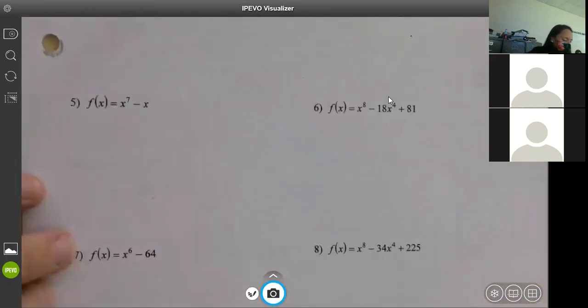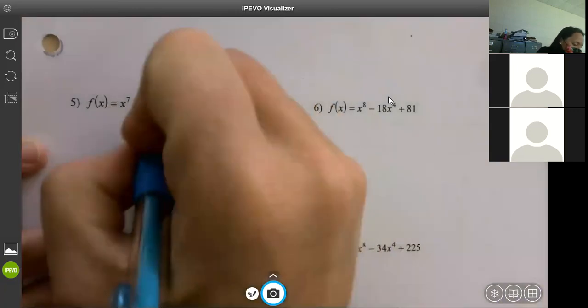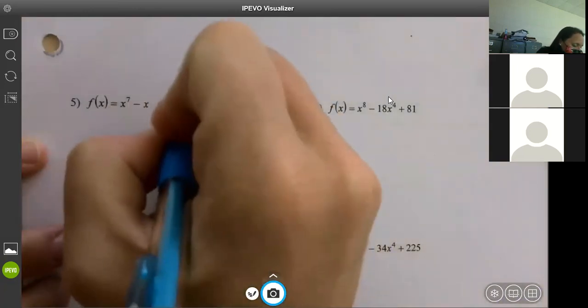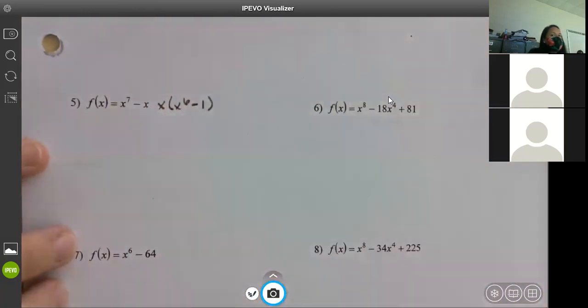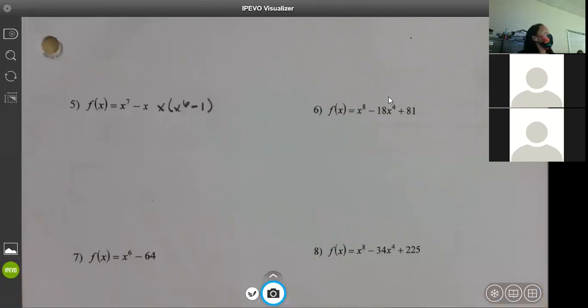What's your first step to factoring? So we're going to take out an x. That leaves me x to the 6th minus 1. These are two terms. So it's either squares or cubes. Cubes mean you can split it into 3. Pairs means you can split it into 2. These are pairs. So x to the 6th will split into x cubed and x cubed. Got it? Is everybody good?